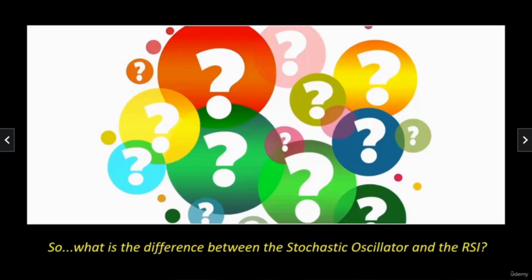So we learned some powerful momentum indicators, some oscillating indicators that can be really, really good. And you might be asking yourself, okay, what's the difference between an RSI and the stochastic oscillator? Is there a better time when I should use one or the other? And that's what we're going to talk about in this lesson.